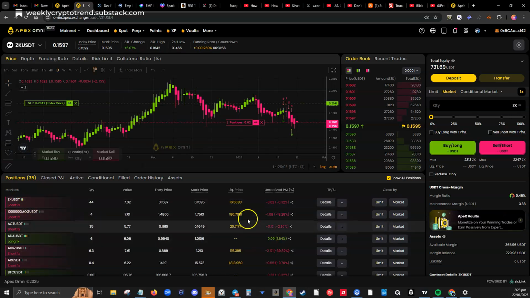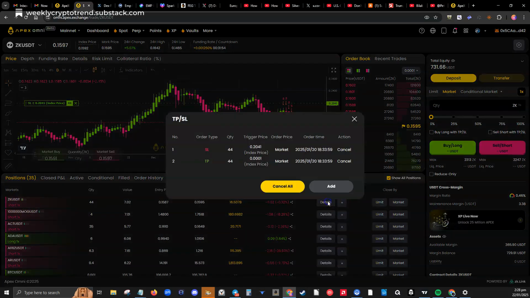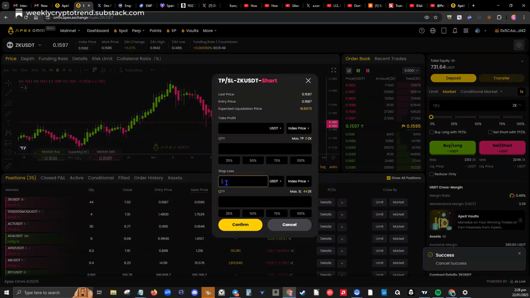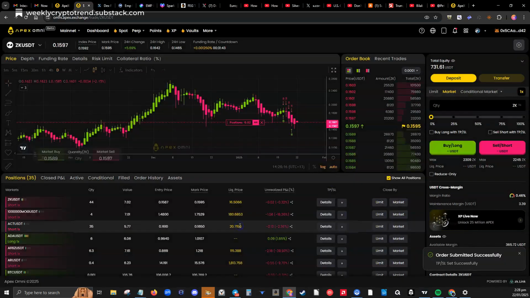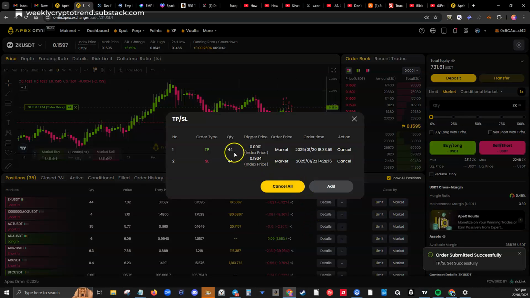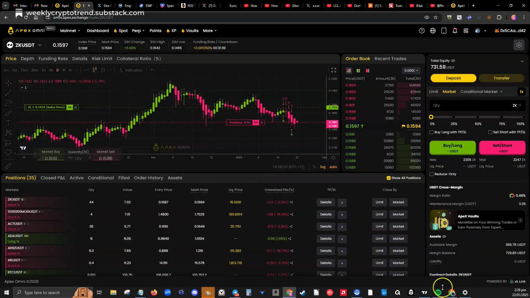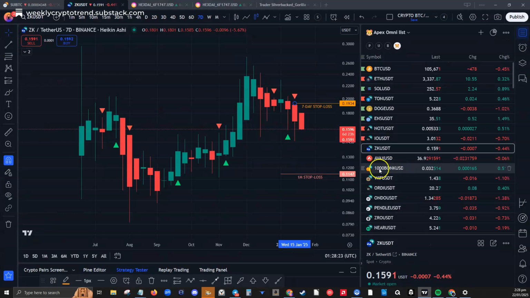Okay, so the short position that we have open, just go in here, go into stop loss, cancel the current one, add a new one, and basically all of it you want sold at that price if it hits, to get out of it, and then the new stop loss is in there. Done. As easy as that. So ZK is done. That's a current short.